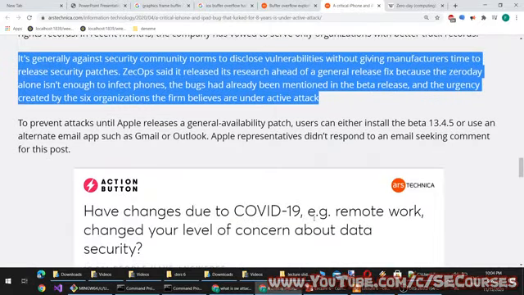It's generally against security community norms to disclose vulnerabilities without giving manufacturers time to release security patches. ZecOps said it released its research ahead of a general release fix because the 0-day alone isn't enough to infect phones. The bugs had already been mentioned in the beta release, and the urgency created by the 6 organizations the firm believes are under active attack.